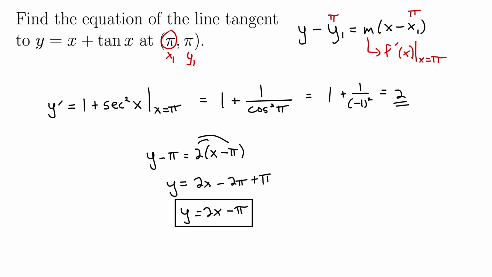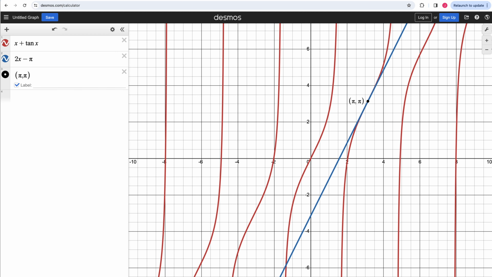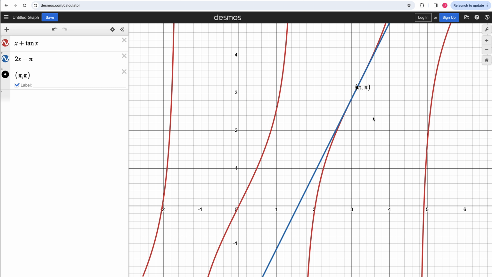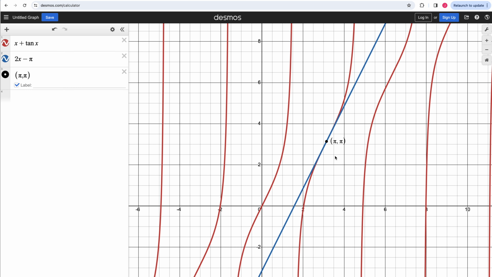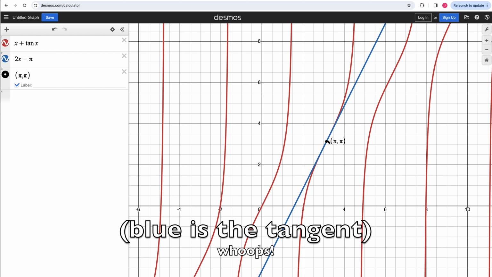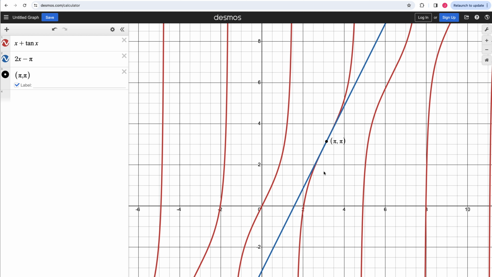Let's give this a quick look in Desmos just so we don't lose track of what we're actually computing here. Okay, well, here we go. We're in Desmos here, and I've graphed in red the function x plus tan x, and then in blue I graphed 2x minus pi. That is our tangent line, and I went ahead and labeled the point pi comma pi. So there's a lot going on here, but note that if we just focus in on the point pi comma pi, you can see that the red is the tangent, and then right at this point we have this tangent line 2x minus pi. So it just hits the graph at that one point.